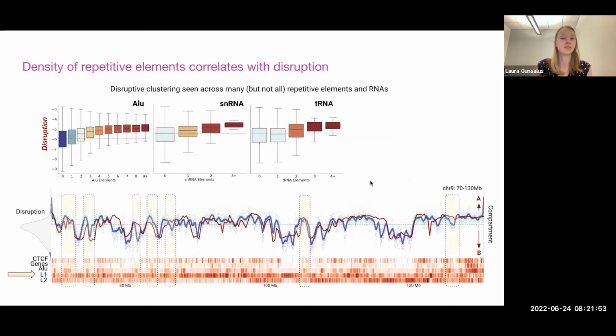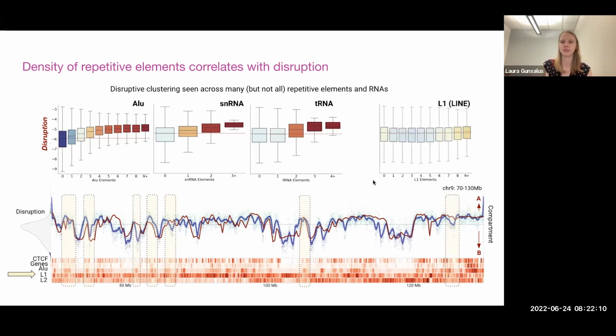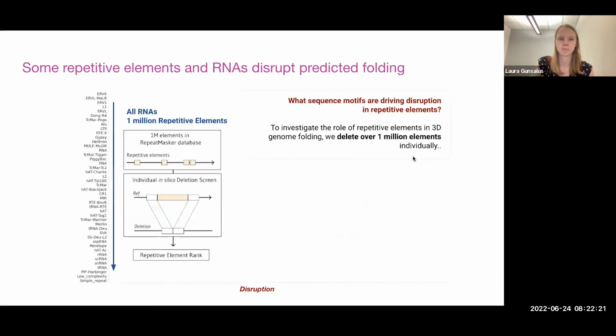And we note that this isn't only the case with ALU elements. We also note this with a variety of repetitive elements, as well as small non-encoding RNAs and tRNAs, where the more elements you have, the more disruptive the region is upon deletion. But it's not true for all repetitive elements. For example, the L1 LINE family, there seems to be no trend or even potentially a slightly negative correlation with the number of elements and how disruptive the region is to 3D genome folding.